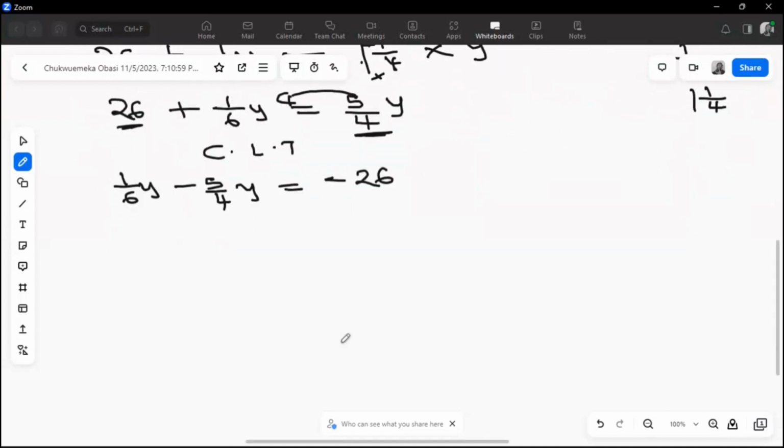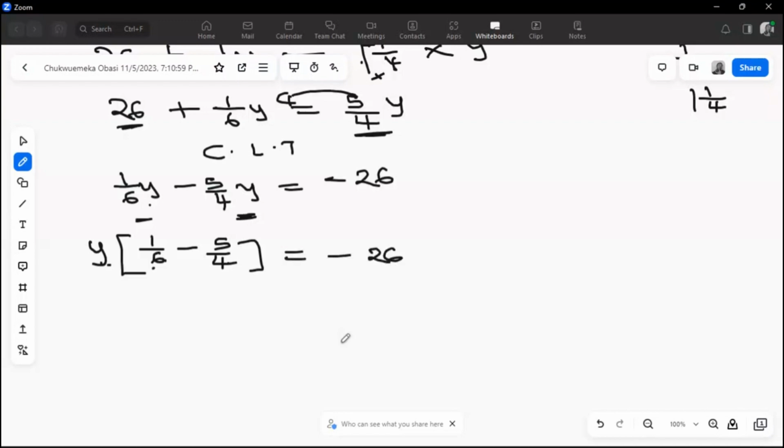Okay, so from this position, I can factor out y because it's common here. So when I factor out y, I open a bracket. So I have 1/6 minus 5/4. As if to say y times this will give me this quantity, y times this will give me this quantity. So all equal to minus 26. So we have to simplify these in the bracket. Let's do it somewhere here.